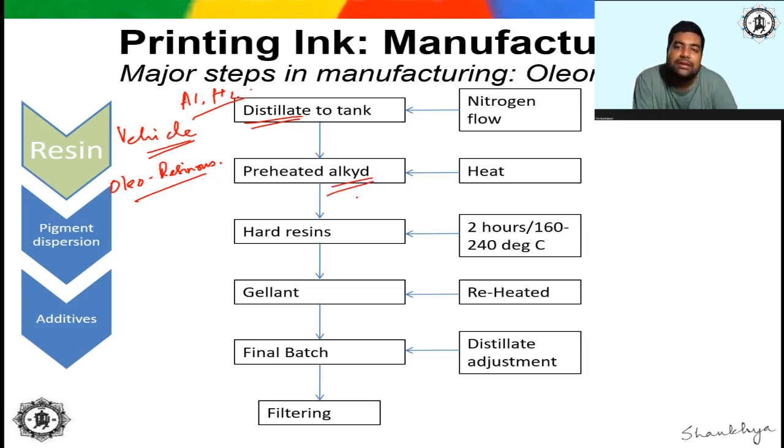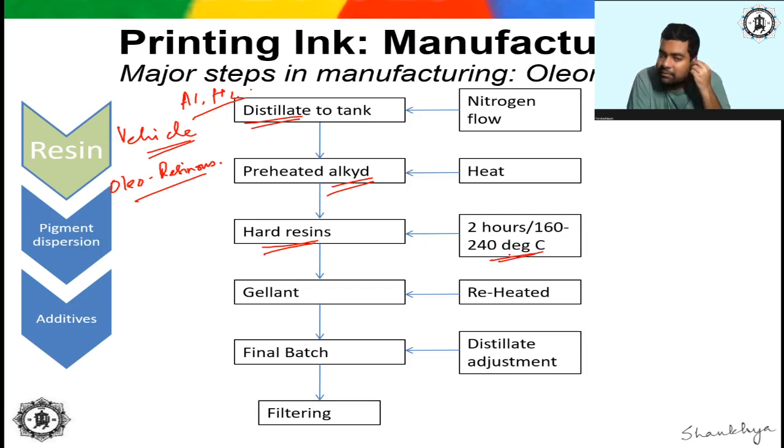Now you know how the alkyd resins are prepared. I will talk about alkyds in great detail when we are discussing the manufacturing process. But then we add the preheated alkyd. Then we add the hard resins, maybe phenolic resin, maybe rosin modified or maleic modified resin. Any type of resin which is essentially hard in nature, like the small crystals I showed you in the earlier lecture. Then we add this hard resin and we heat it.